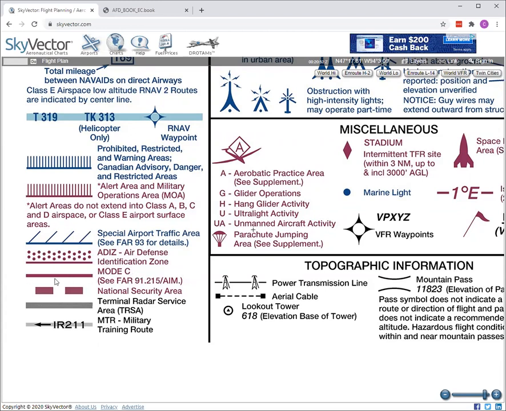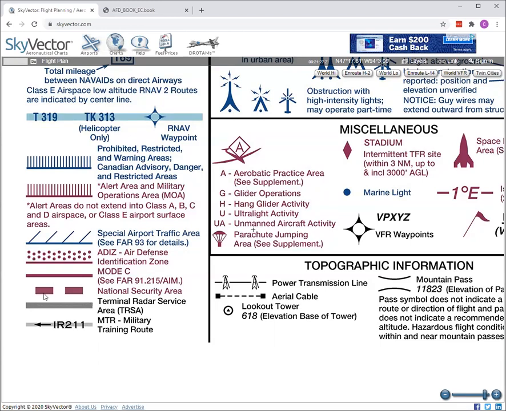This solid magenta line is for Mode C Veil. These are common around big Class B airports. They're about 30 miles out, and basically they require you to have your transponder on and operating inside that Mode C Veil, and it just helps with traffic flow inside that Class Bravo airspace. Even if you're not inside the Class Bravo, it's good for them to know where you're at so they can route traffic and keep an eye on all the airplanes flying around that Class Bravo.